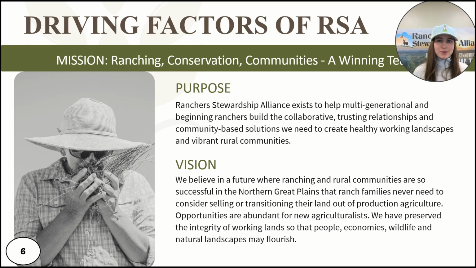Okay, so we're going to talk a little bit about the Rancher Stewardship Alliance, and I'll give a little background about our organization. So in 2003, with the desire to keep the grasslands of the Northern Great Plains intact and its producers flourishing, 30-plus ranch families joined together to form the Rancher Stewardship Alliance, or RSA. As an organization, the Rancher Stewardship Alliance exists to help multi-generational and beginning ranchers build the collaborative, trusting relationships and community-based solutions we need to create healthy working landscapes and vibrant rural communities. So our core mission is founded around supporting ranching, conservation, and communities, and we really believe that these three add up to a winning team.